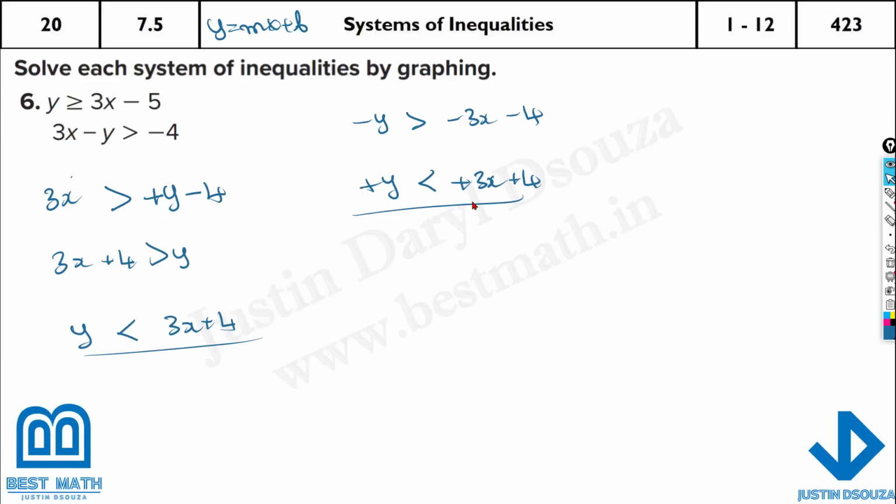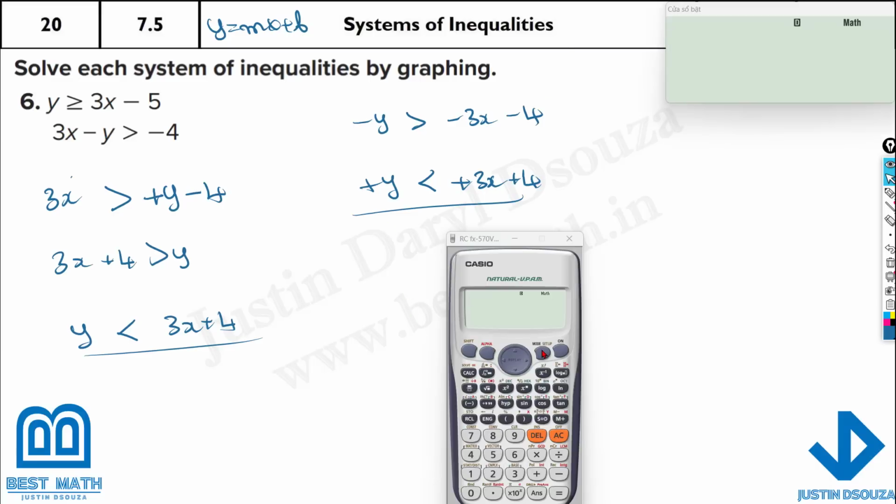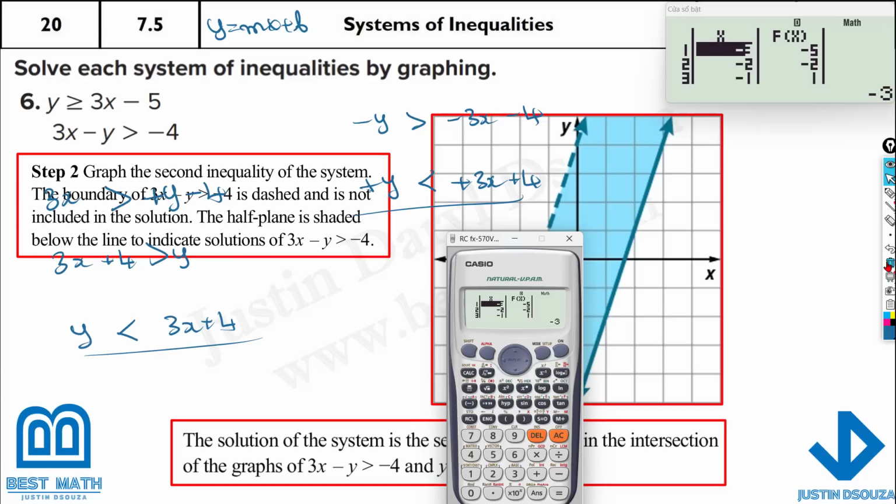Now this can be used in the calculator by mode 7 table and the points, the table can be obtained. All you need to do is mode and 7. Now type in the equation, not the y. Y is f of x. It's 3x plus 4. And then start it at say minus 3, end it at 3. Step is 1. These are the values. And then you can easily graph it up.